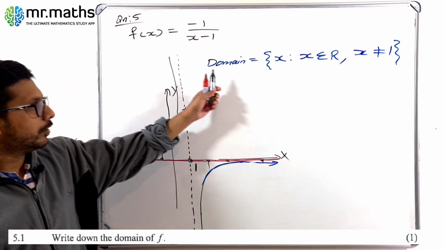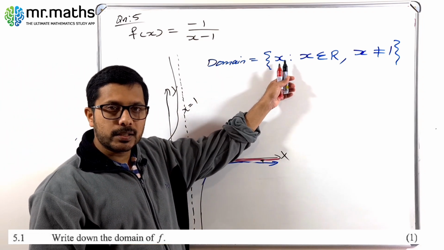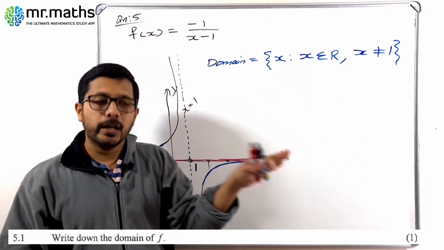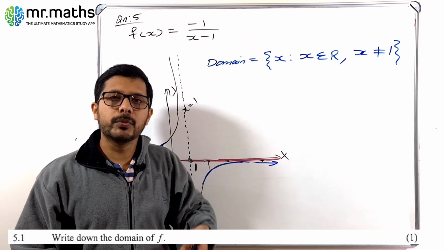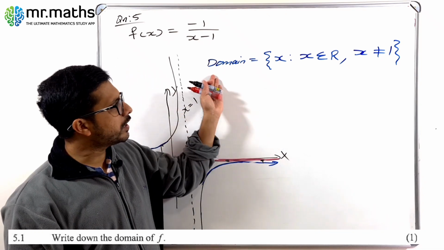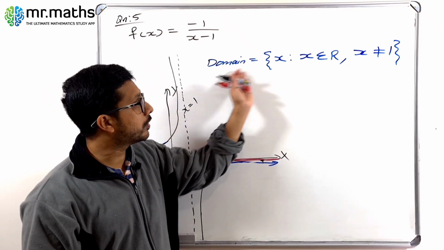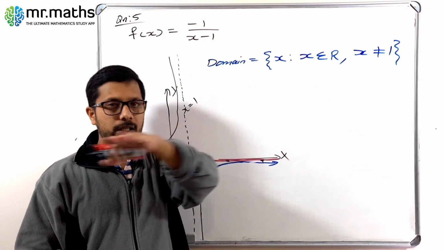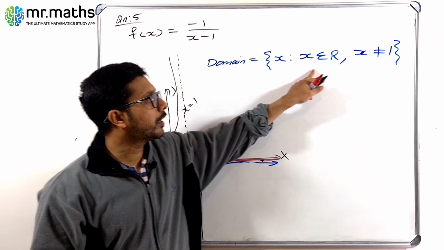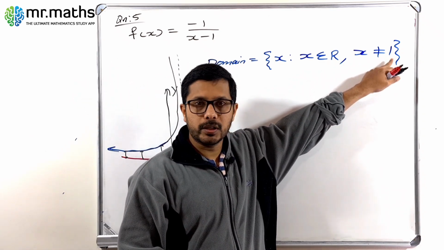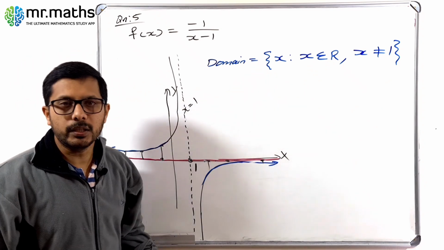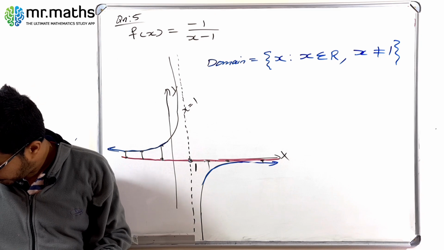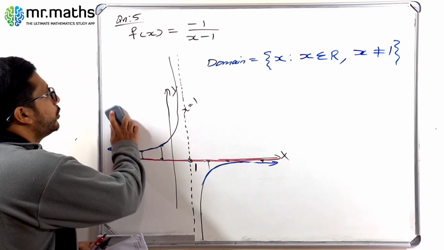So domain is equal to the set of x such that, this is just a notation, that's all. The only meaning is x can take any real number except 1. Don't worry about this style. The meaning is x can take any real number, but only one condition: x can't be 1. So this is how you write the domain for 5.1. Now look at question number 5.2. What is question number 5.2?